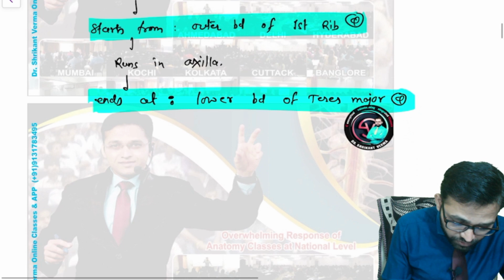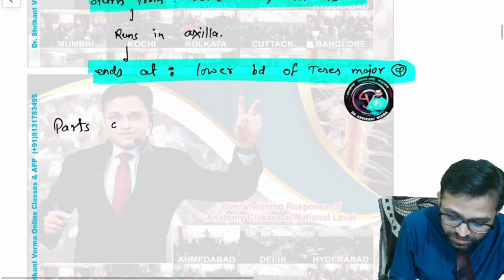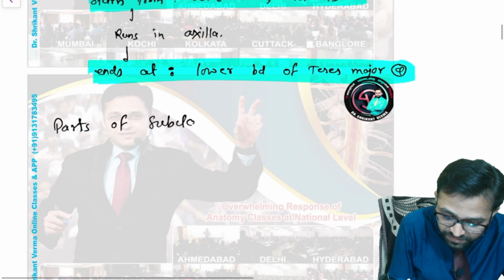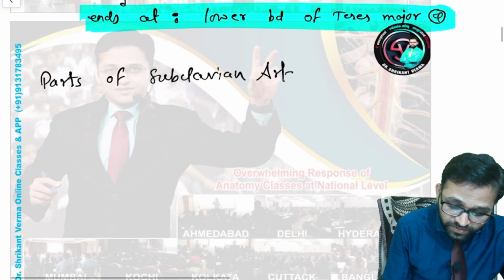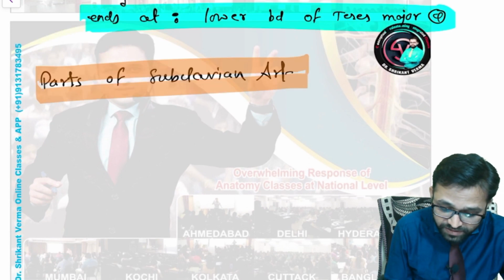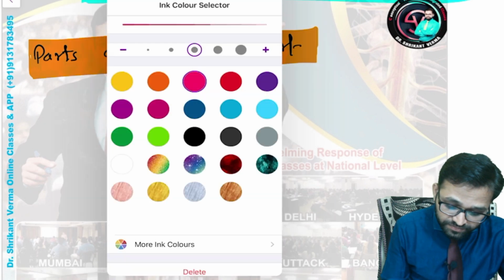So what I want to tell you now, the parts we are going to focus on are the parts of which artery? The subclavian artery. So what are the different parts of the subclavian artery? Yes, the parts of the subclavian artery, see here, try to understand.